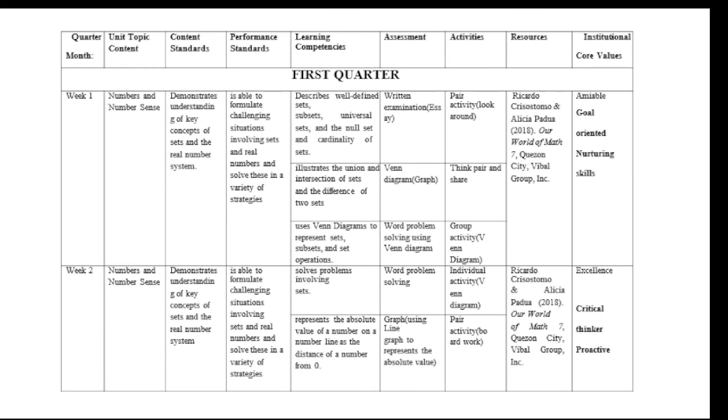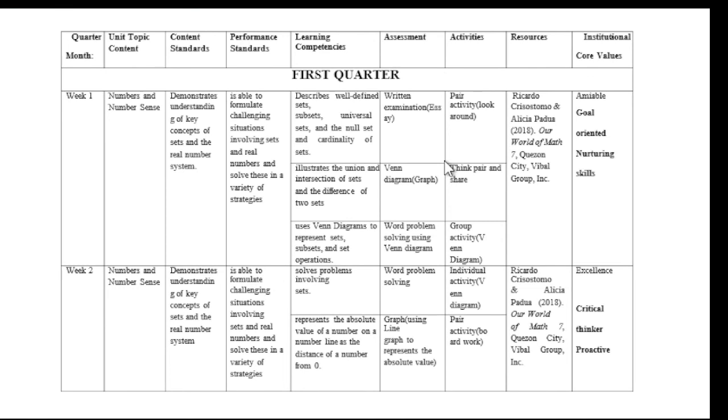So it's not a judgment on them or a punishment. The quiz is not a punishment, but it's for you to really know and assess where you lack. Do I need to repeat my lesson tomorrow or the next day to impart the content standards and the performance standards? So that is the purpose of the assessment. Okay, and for assessment, there is a sample written examination, we have the Venn diagram, and word problem solving. So that's an assessment.